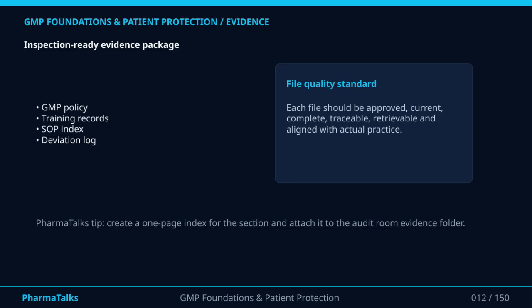On this slide, we're focusing on the foundations of good manufacturing practice, or GMP, and how it protects patients by ensuring quality and compliance. A key element is having an inspection-ready evidence package. This package should include essential documents like the GMP policy, training records, the SOP index, and the deviation log. These files need to meet a high-quality standard, meaning each one must be approved, up-to-date, complete, easy to trace, retrievable, and consistent with actual practices on the floor. A helpful tip is to create a one-page index for this section and attach it directly to the audit room evidence folder. This simple step can save time during inspections and helps ensure everything is organized and accessible.